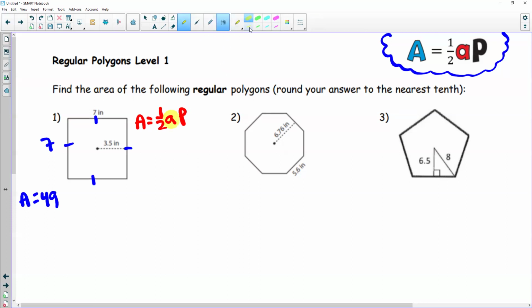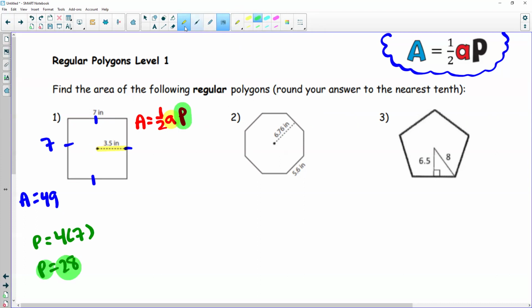Well, let's take a look at the apothem. The apothem, we said, was from the center to one of the sides. That is your apothem. The perimeter, well, we need to find the perimeter. The perimeter can be found by adding up all the sides. If all the sides are 7, that'd be the same thing as multiplying 4 times 7, giving you a perimeter of 28. So we got the apothem, we got the perimeter.